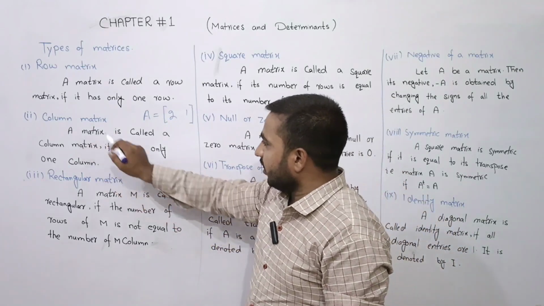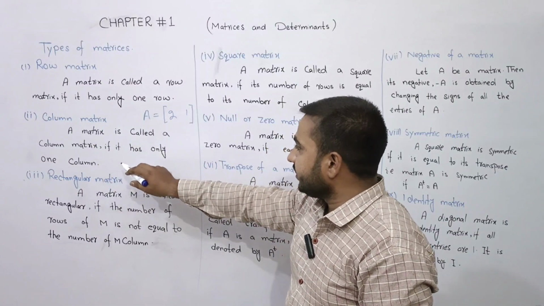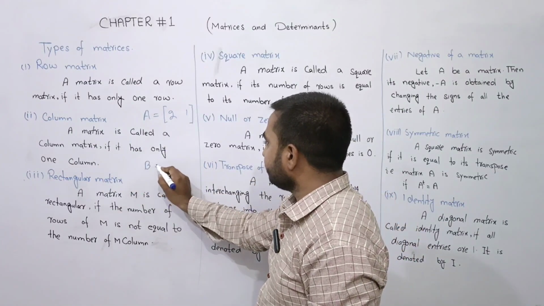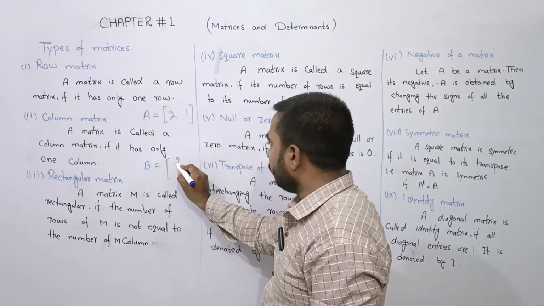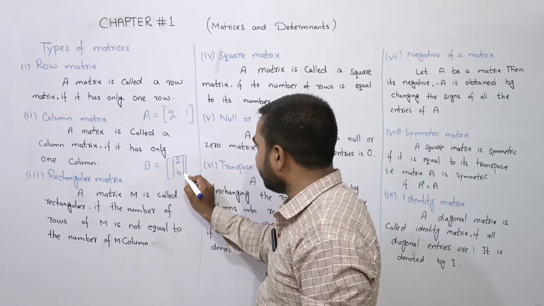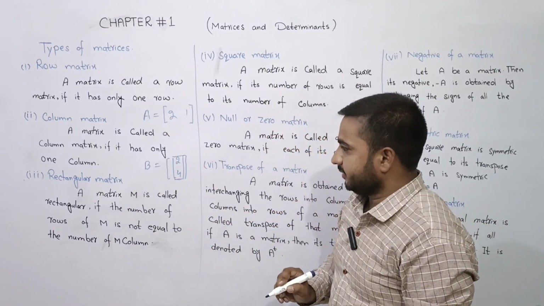The second is column matrix. A matrix is called column matrix if it has only one column. For example, 2 and 4 having only one column. That is why we call it the column matrix.